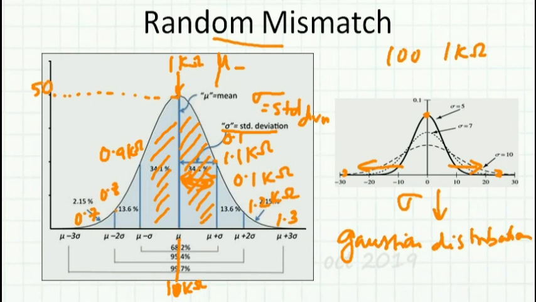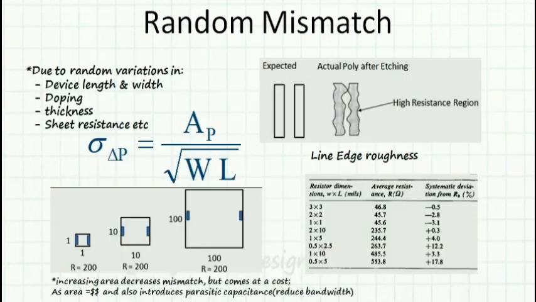Normally, the random mismatch is expressed as sigma, the standard deviation, and the mean value mu. For that reason, I have introduced these terminologies here. Now let's look into what is the cause for this random mismatch. So when I form a resistor, I want it to be formed of this form.